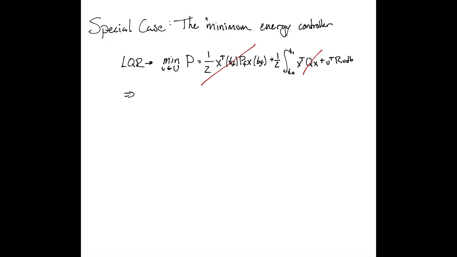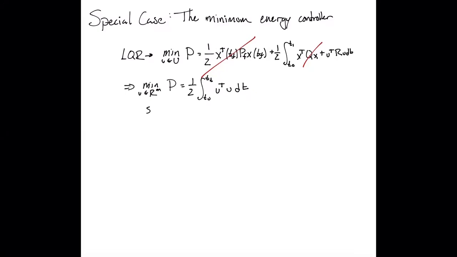Okay. So this will reduce to solving the problem of the minimum over U of J_MinE(U), which is going to be equal to 1/2 times the cost to go from t0 to tf of U transpose U. So here we have essentially PF is equal to 0, Q is equal to 0, and R is equal to the identity, right? And we're going to solve this subject to the dynamics, linear dynamics, right?